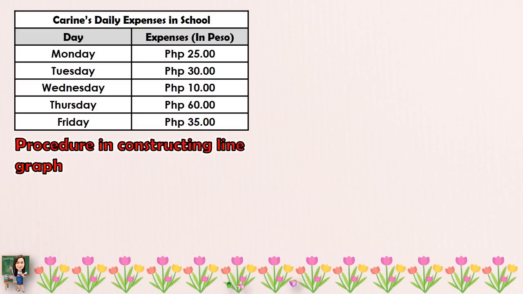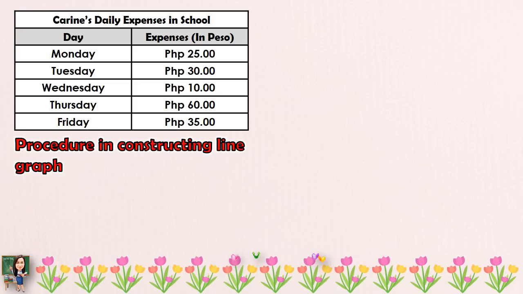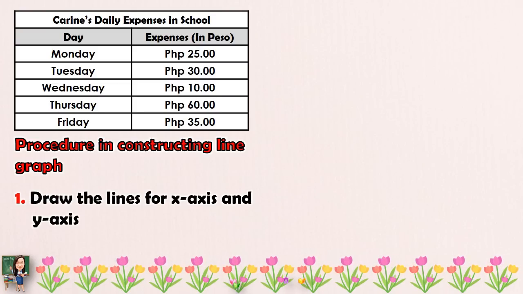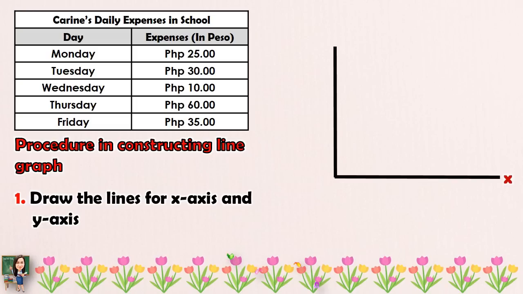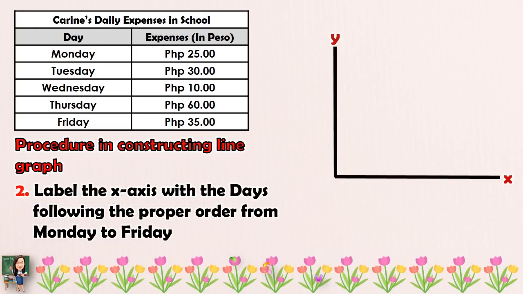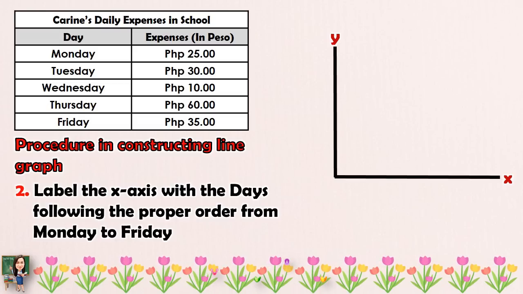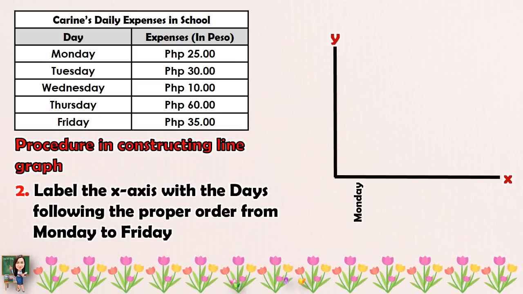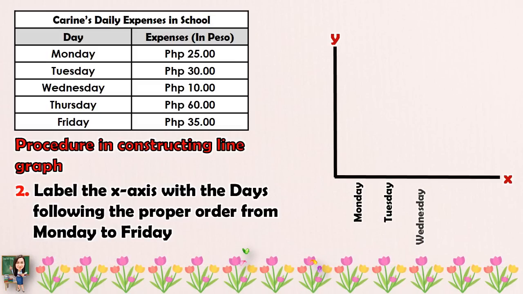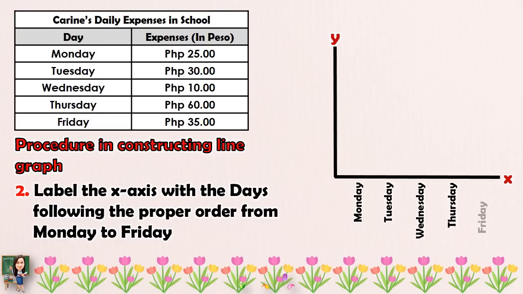Here is the procedure in constructing a line graph. First, draw the lines for x-axis and y-axis. X-axis and y-axis. Second, label the x-axis with the days following the proper order from Monday to Friday. Monday, Tuesday, Wednesday, Thursday, Friday. Days.